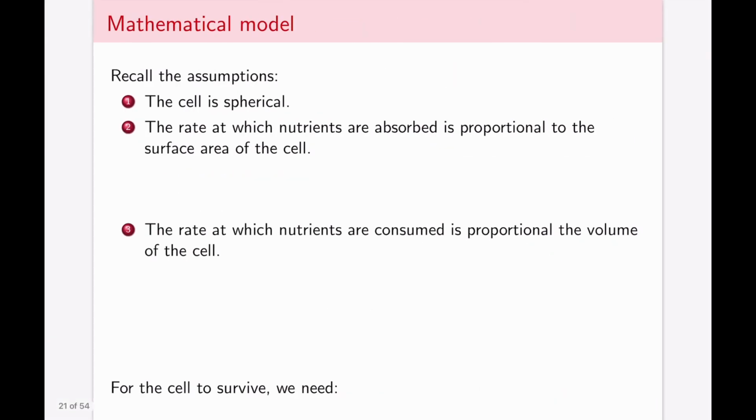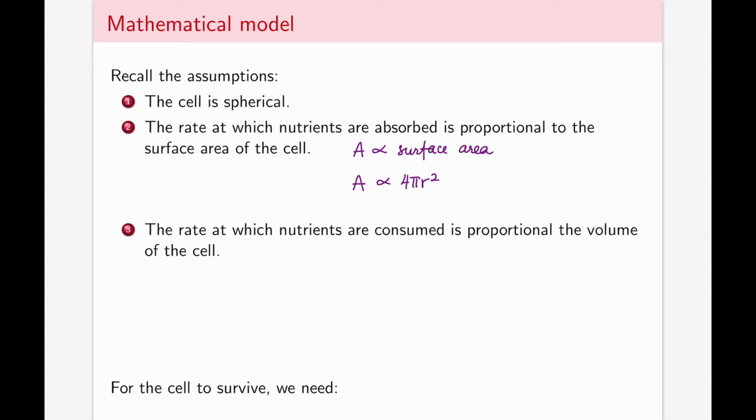Now let's think about what our assumptions were. The cell is spherical, which means that we have the radius, the surface area, and the volume formulas as on the previous slide. And then we decided that a reasonable thing to assume is that the rate at which the nutrients are absorbed is proportional to the surface area. So it absorbs nutrients through the surface area. Absorption is proportional, using our proportionality notation, to the surface area. So the absorption is proportional to 4 pi r squared.